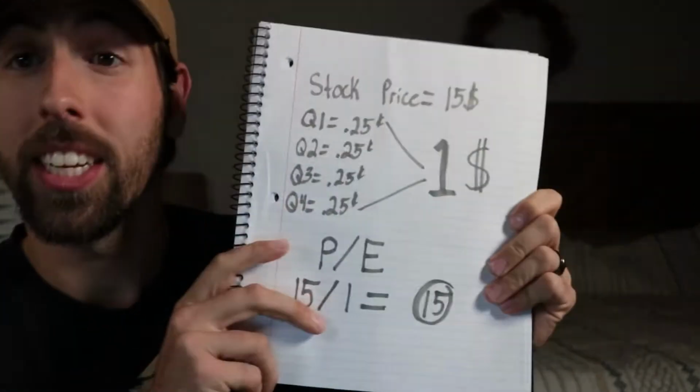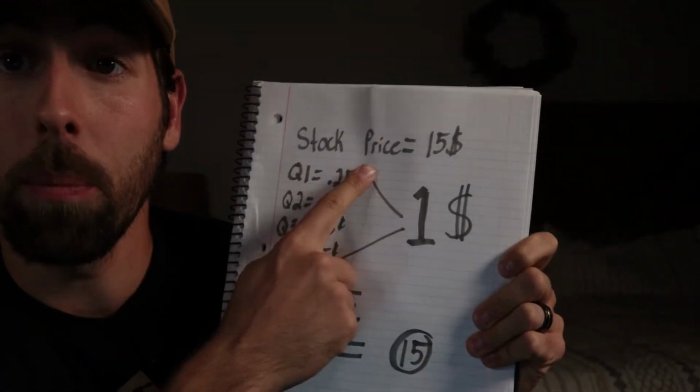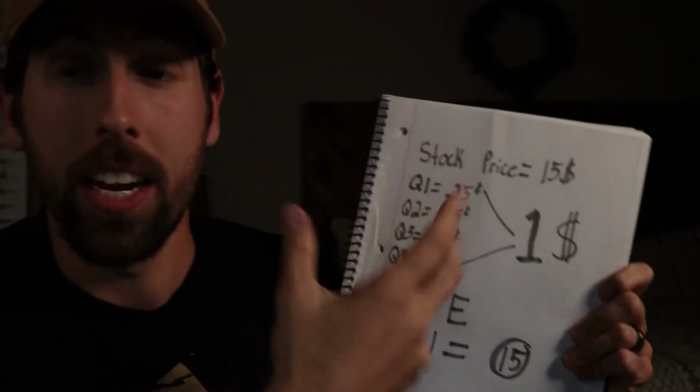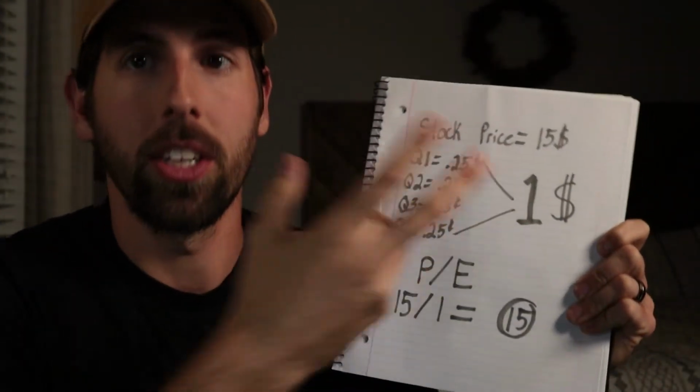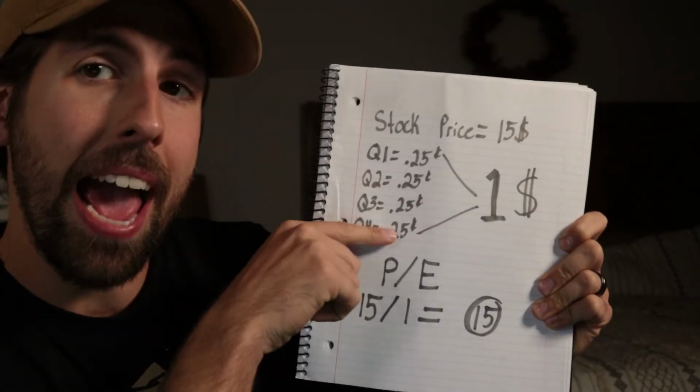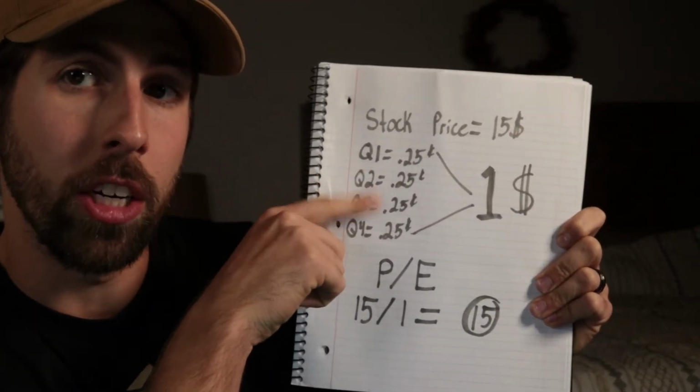So here in this example, we have a stock price of $15. That is the P of the PE ratio, right? Price to earnings. P would be 15. And then you add up the quarters of earnings per share.